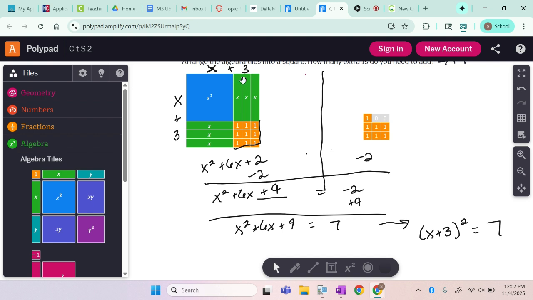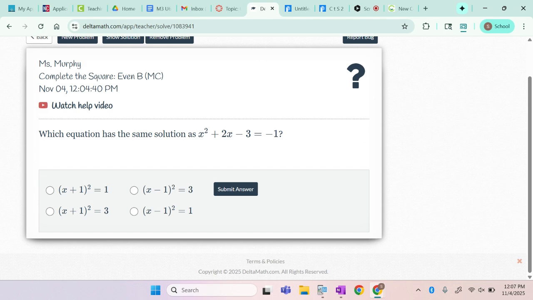Since these are positive, you keep it as a plus. And that's what transfers here. So this would be x plus 1 all squared. And remember, this is the same thing as x plus 1 times x plus 1. And that's our answer. So this one right here will be what we click.